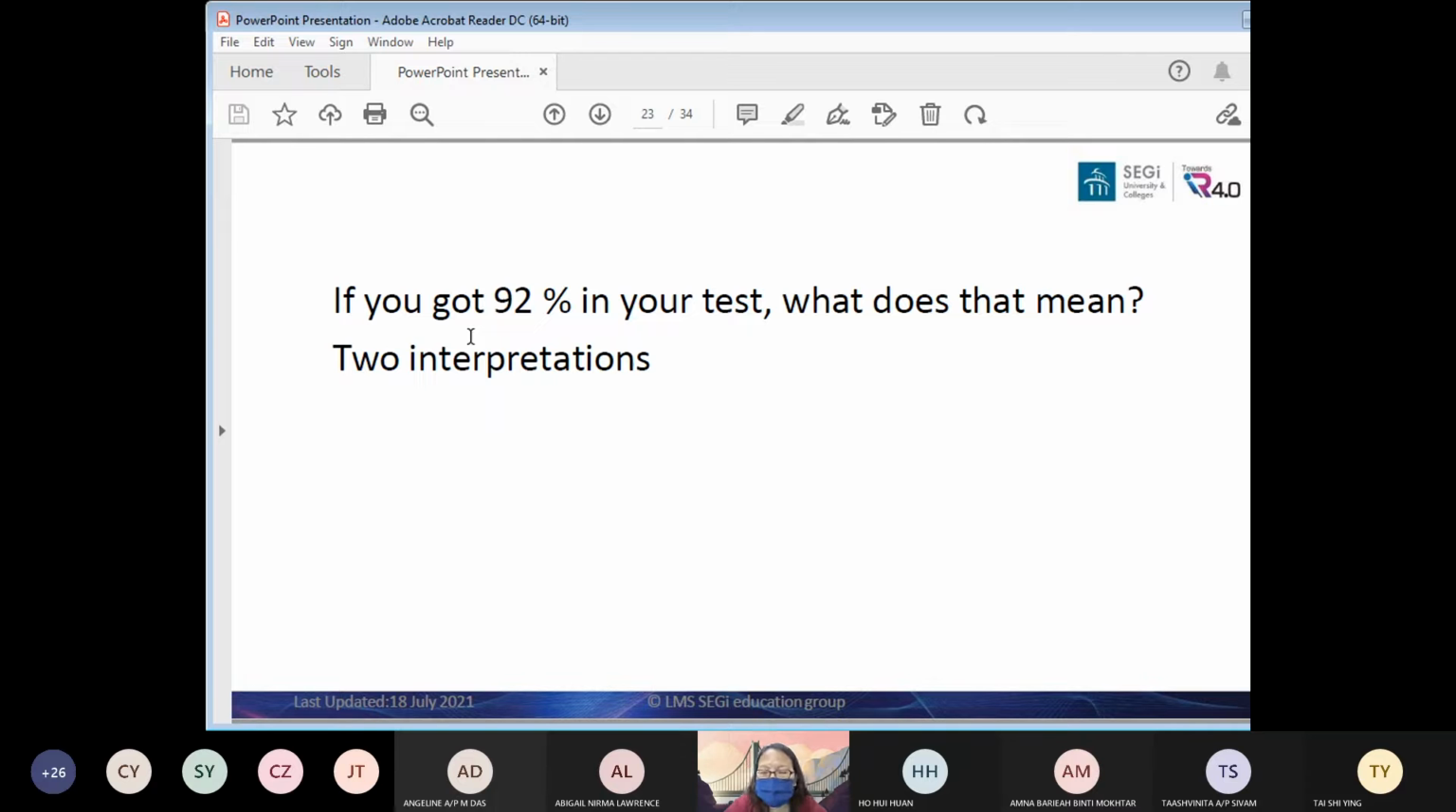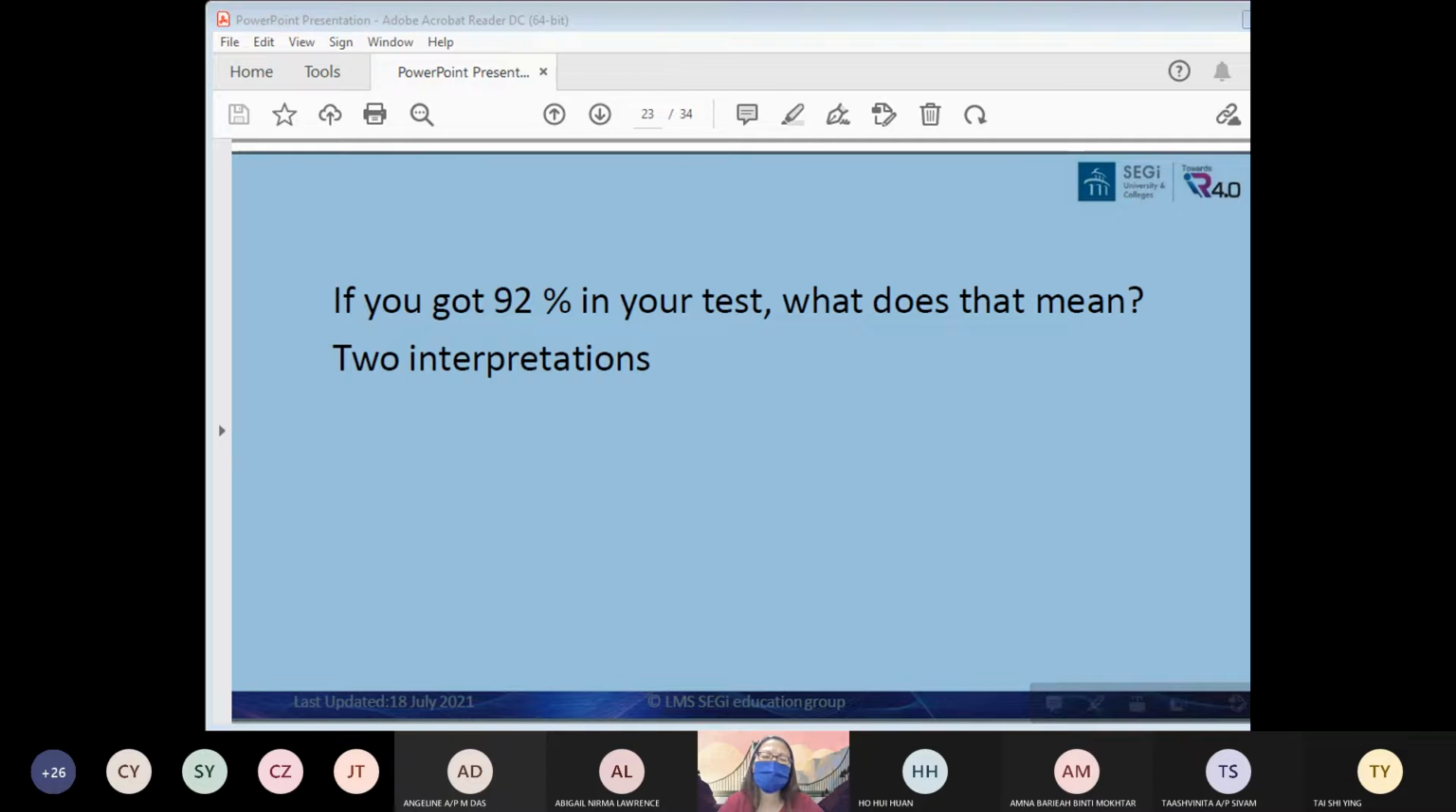Okay, now look at this. If you got 92 marks in your test, what does it mean? There are two interpretations. Would you like to try? I let you try first. Let's say you got this question in an exam, what do you think will be the answer? What do you think will be the two interpretations?